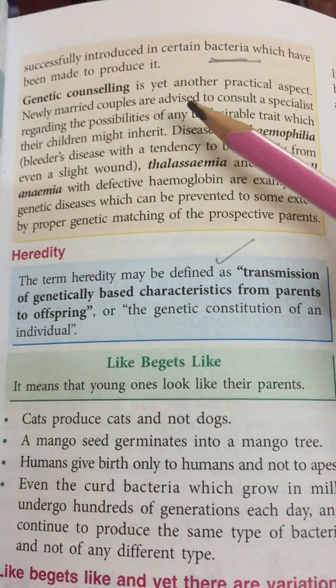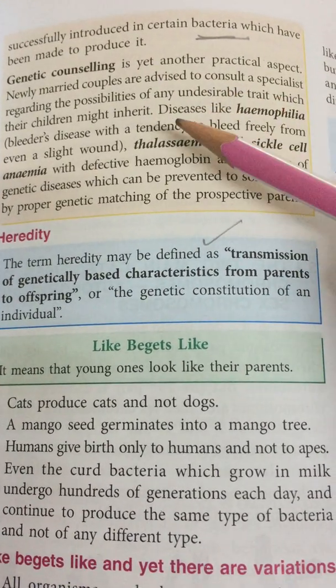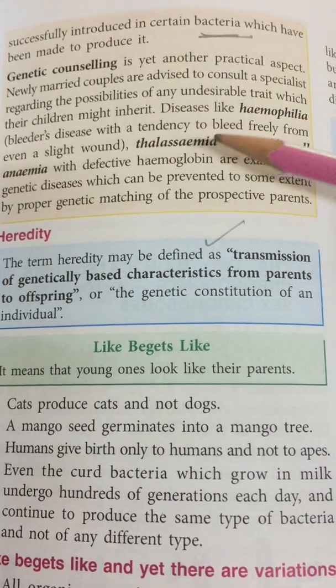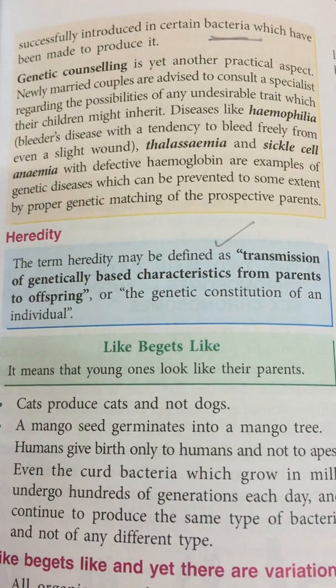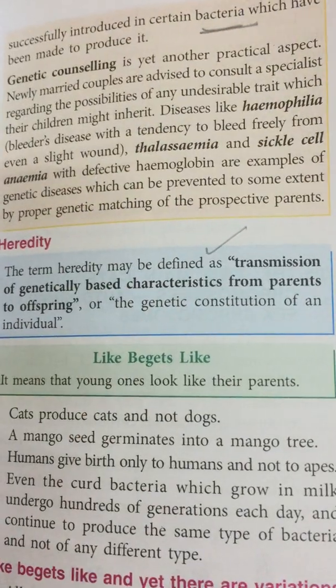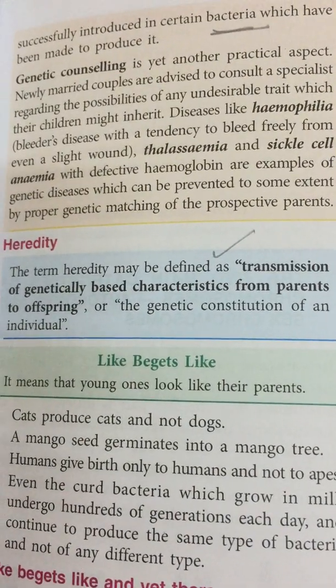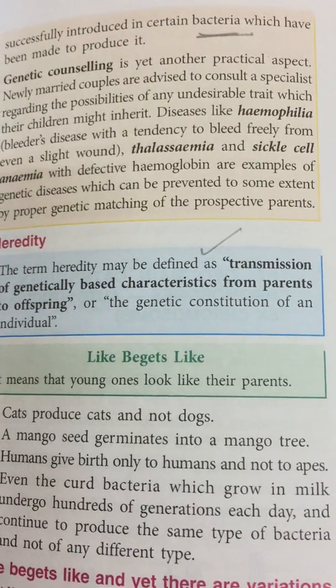Next comes genetic counseling, in which the newly married couples are counseled by the specialists, like if one of the parents has any trait which can be genetically transmitted to the child, what precautions they need to take, or beforehand only their gametes are genetically modified so that the child does not inherit the diseases.